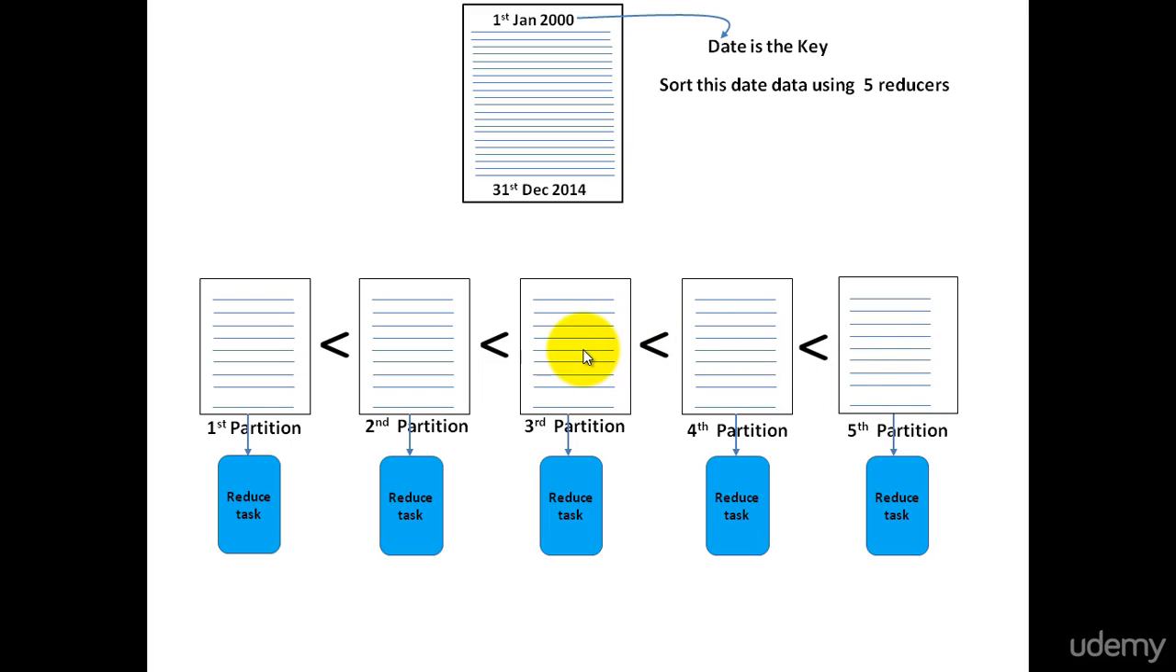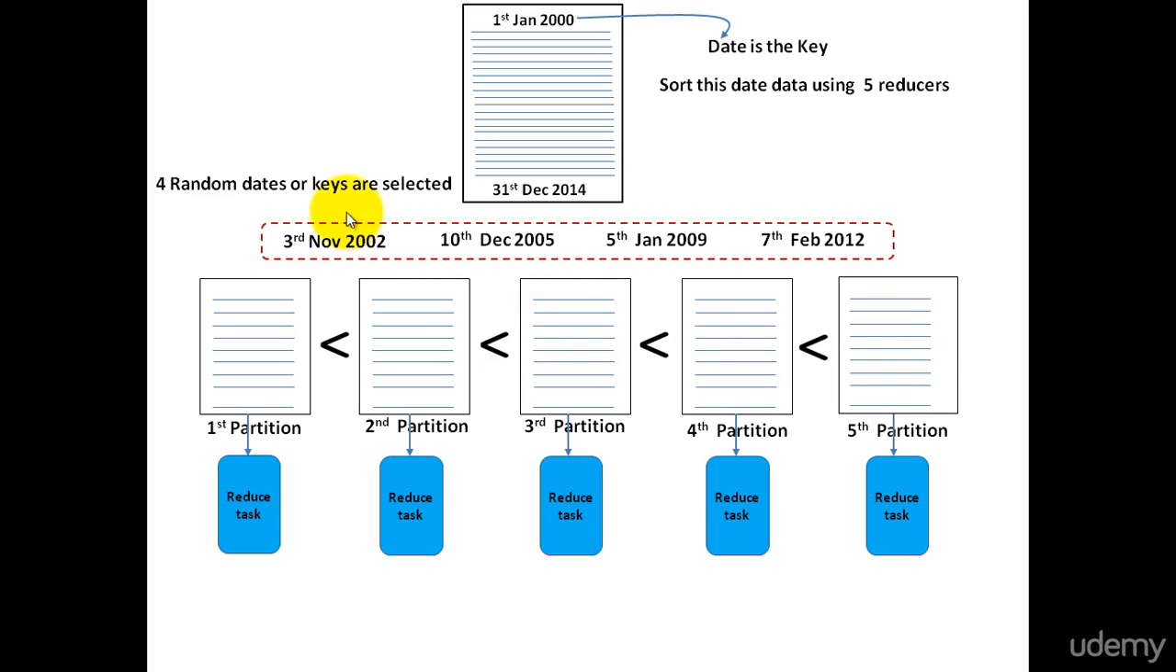To create 5 such partitions, 4 random dates or keys are selected. Let the dates be 3rd November 2002, 10th December 2005, 5th January 2009, and 7th February 2012. All these dates are selected randomly. Using these dates, the partitions are created.